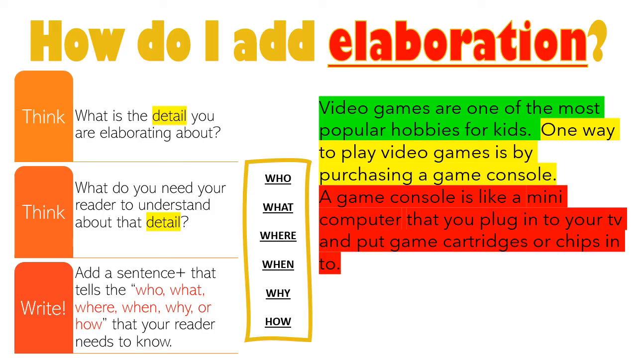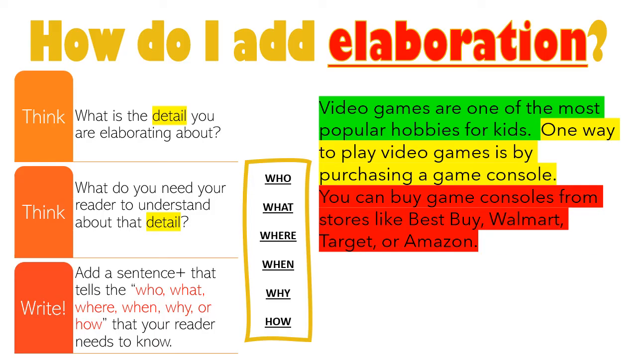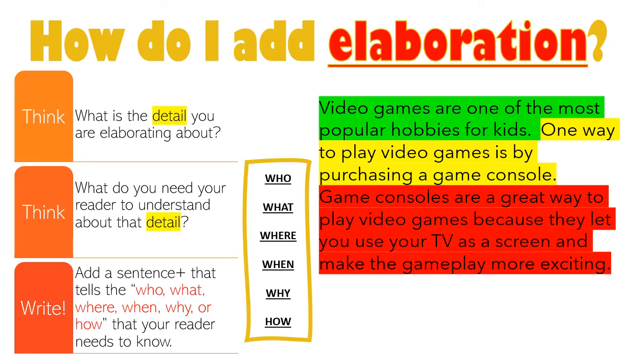Let's look at another elaboration example for this one. This one says, you can buy game consoles from stores like Best Buy, Walmart, Target, or Amazon. They explained where these game consoles can be purchased. There were other things they could do to elaborate. Let's check out this one. This one says, game consoles are a great way to play video games because they let you use your TV as a screen and make the gameplay more exciting. So they kind of explained why you would play on a game console. Any of these work. They're using our questioning words to give more information about the key detail that the reader might not already have. All right, so now it's your turn.